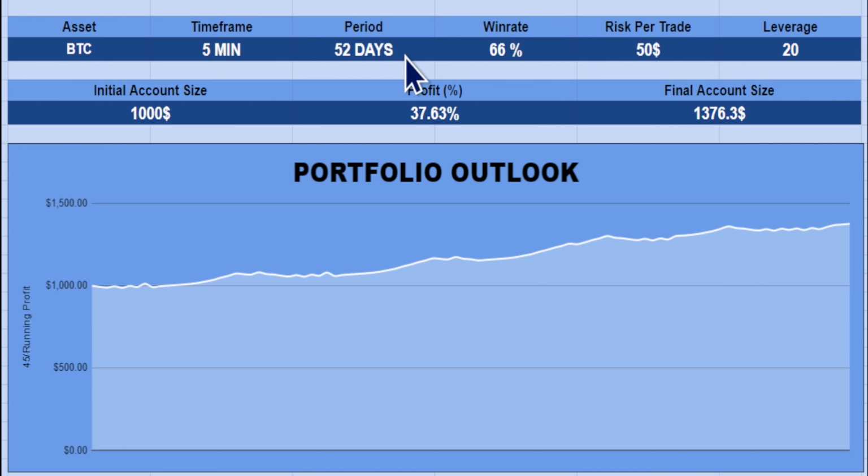The total trade range reached 52 days with 66% win rate. If you have $1,000 as capital in your portfolio and use $50 per trade with 20 times leverage, you will end up having a 37.63% increase on your portfolio size, which will total to $1,376.3 in final account size. Now that's the end of the strategy.